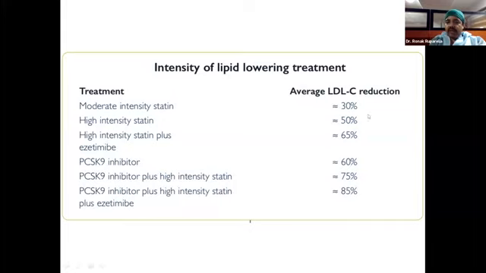And if it is not controlled, a high intensity statin plus ezetimibe should ideally lower LDL cholesterol by 65%. If we take a PCSK9 inhibitor alone, it can reduce LDL cholesterol by up to 60%, but that is not yet a class 1 recommendation. PCSK9 inhibitor plus high intensity statin can reduce it by up to 75%, and with all three combined, PCSK9 inhibitor, high intensity statin plus ezetimibe, it can reduce the LDL cholesterol by 85%. But unfortunately, we don't have any PCSK9 inhibitor available commercially as of now.